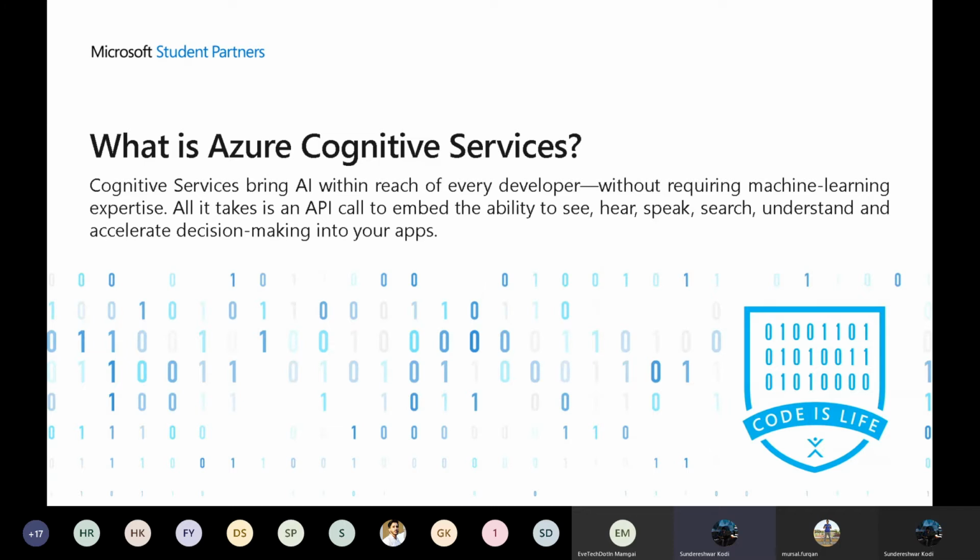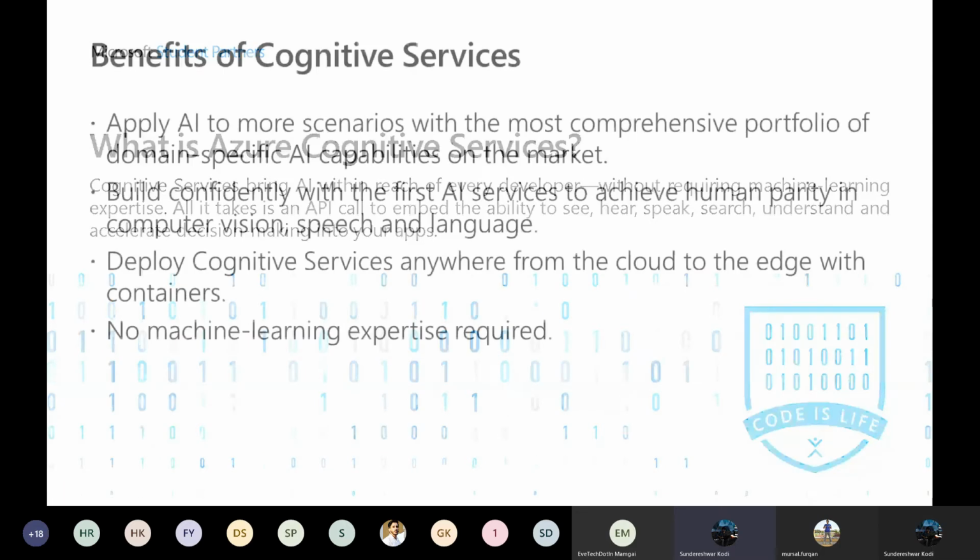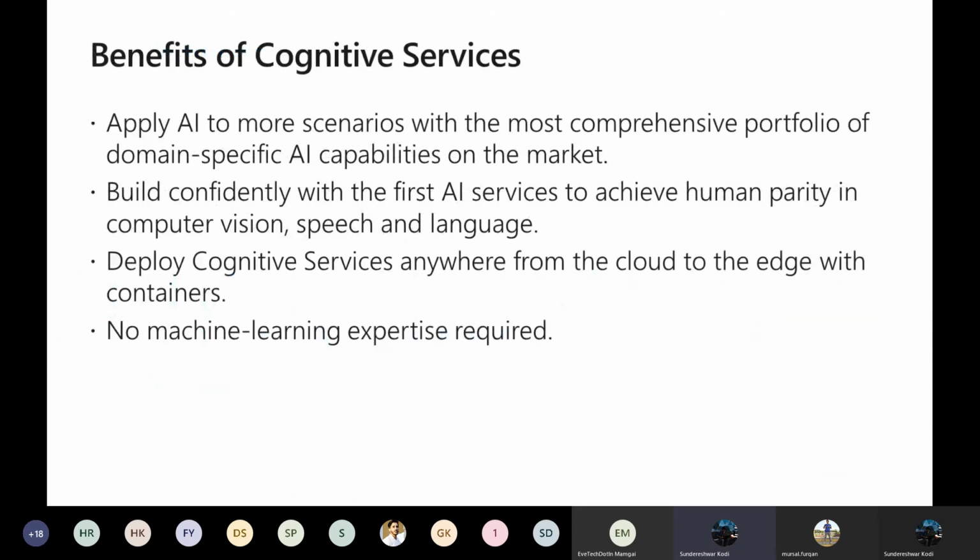For example, if you need to create a speech recognition app, you need at least some experience in coding, and you need to do machine learning and everything. But Microsoft helps by giving you an API with which you can do all these things without a high level of code knowledge. And if I slide next, what are the benefits of these cognitive services? I would say: apply AI to more scenarios with the most comprehensive portfolio of domain-specific AI capabilities on the market. Let me explain it to you.